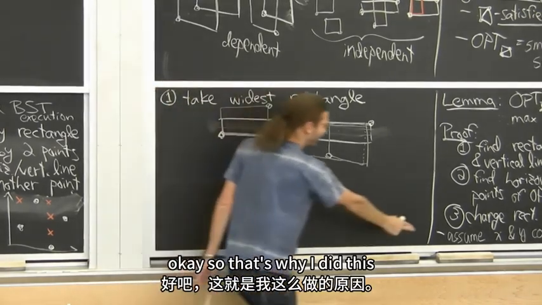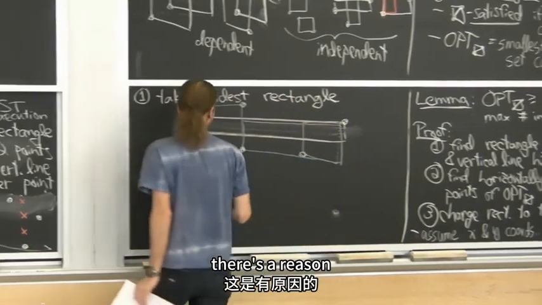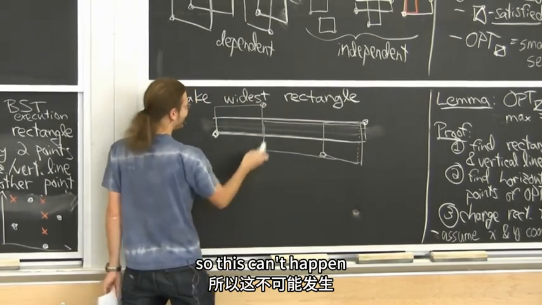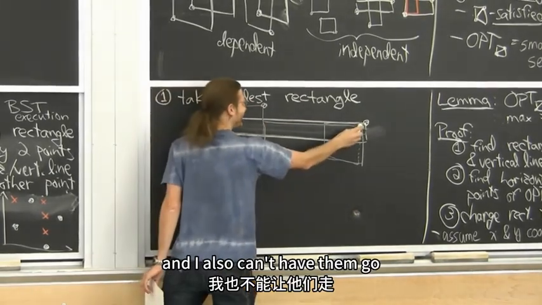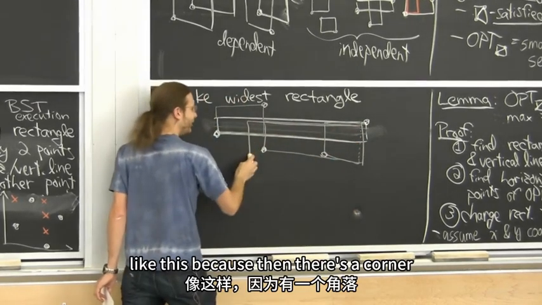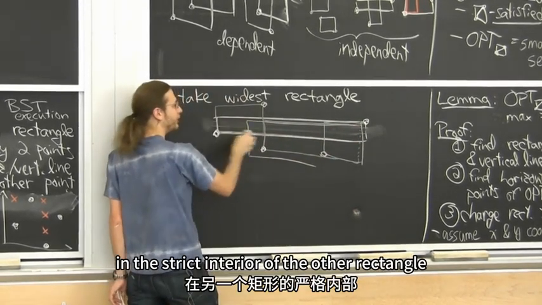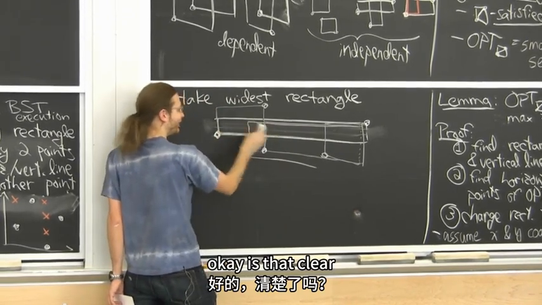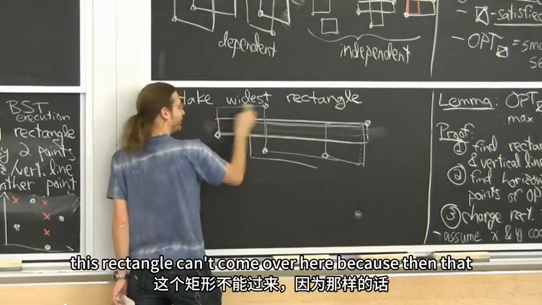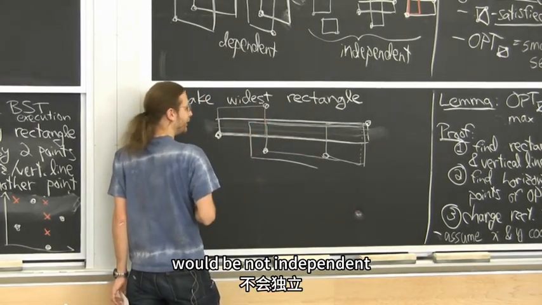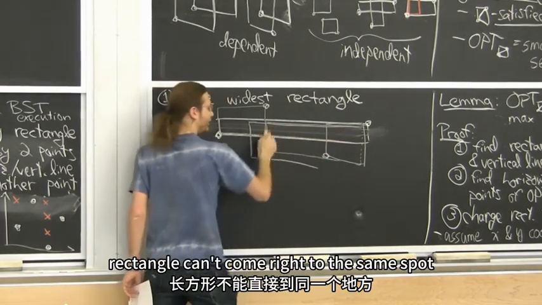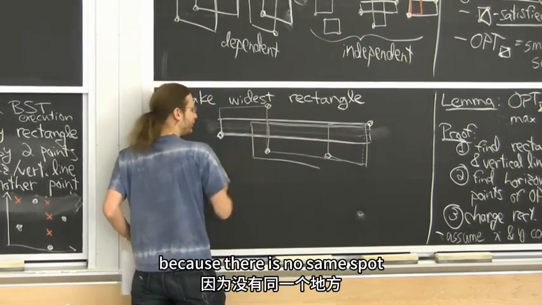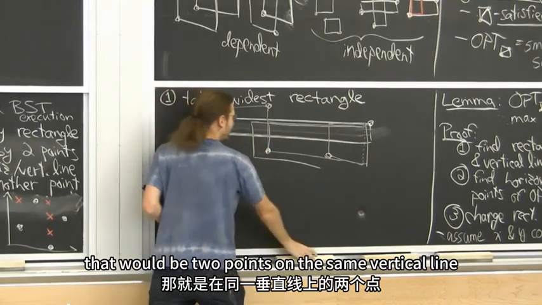Okay, so that's why I did this. That is the reason. So this can't happen. And I also can't have them go like this, because then there's a corner in the strict interior of the other rectangle. Okay? Is that clear? This rectangle can't come over here, because then that would be not independent. Rectangle can't come right to the same spot, because there is no same spot. That would be 2 points on the same vertical line.